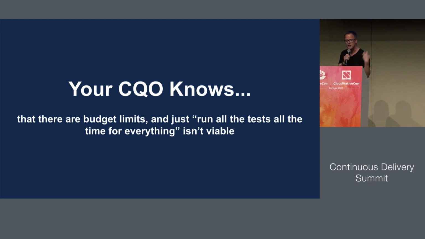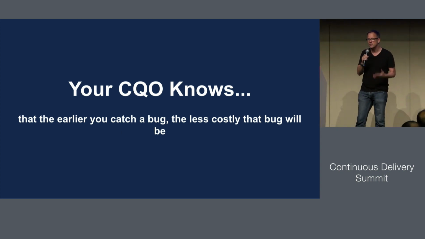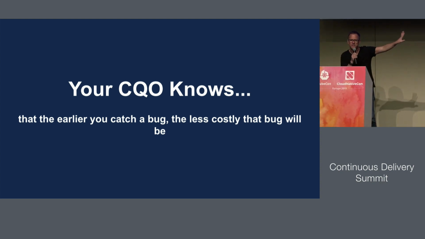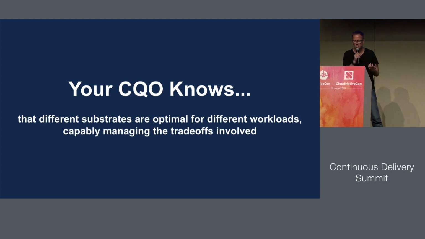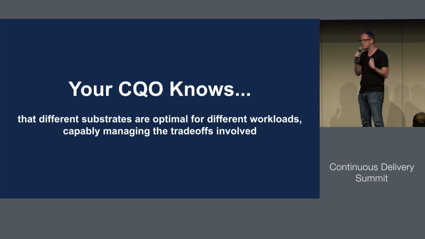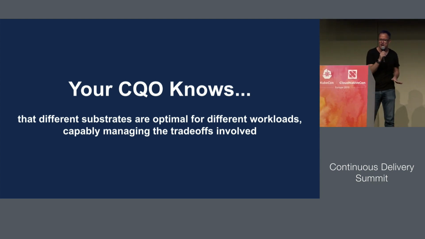So, any kind of system like this that uses a declarative engine has to say, well, what is our budget, and how do we stay within that limit? Obviously, we know the earlier you catch a bug, the cheaper it is to resolve. And so generally what you want to do is understand whether you have a defect as soon as you possibly can. We also know that different substrates are optimal for different kinds of workloads. There's different kinds of ways that you can configure for different kinds of workloads. And being able to manage those trade-offs is something an engine like this ought to be able to do.